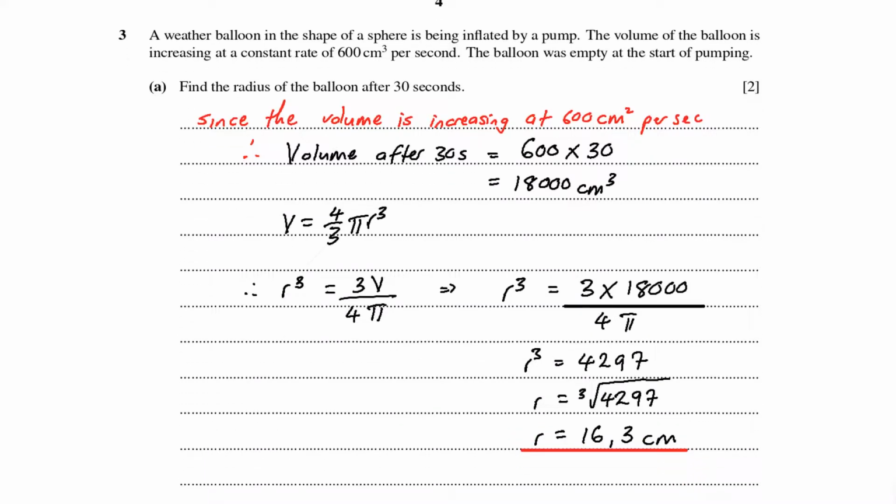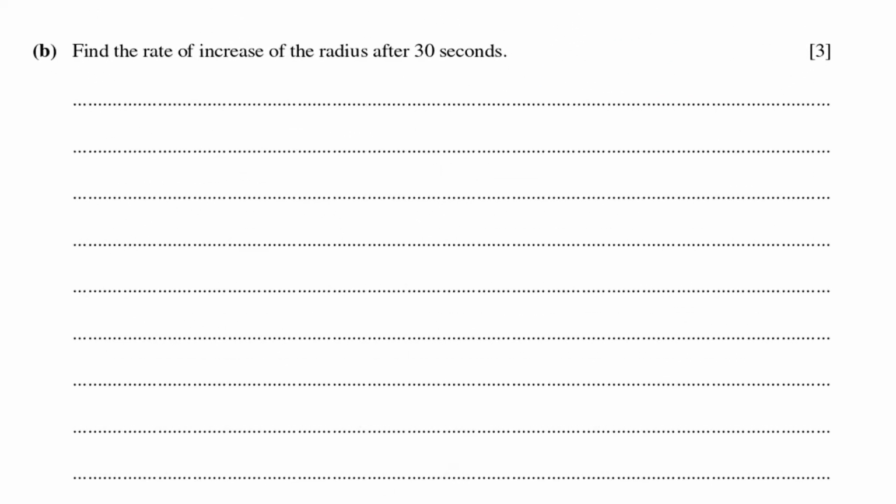Let's move on to part B. Find the rate of increase of the radius after 30 seconds. So here we're going to use the chain rule. So that's dr/dt, the rate of increase of the radius, and it's equal to dr/dV times dV/dt. Here the dV's seem to cancel, so we still maintain the dr/dt.